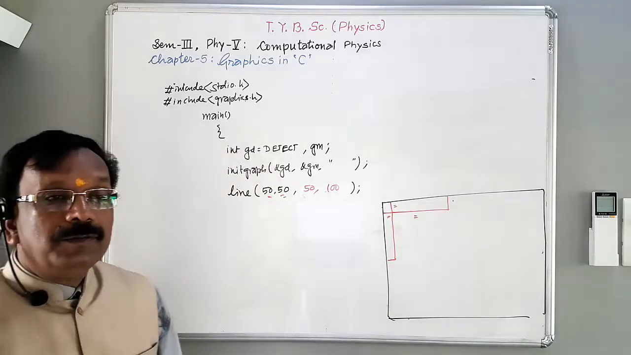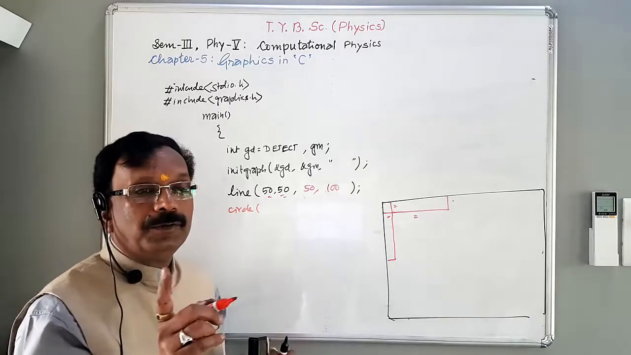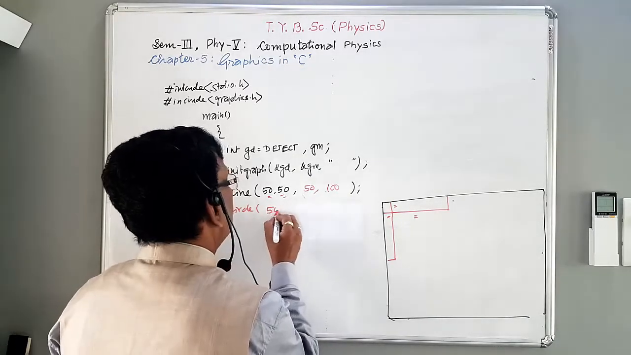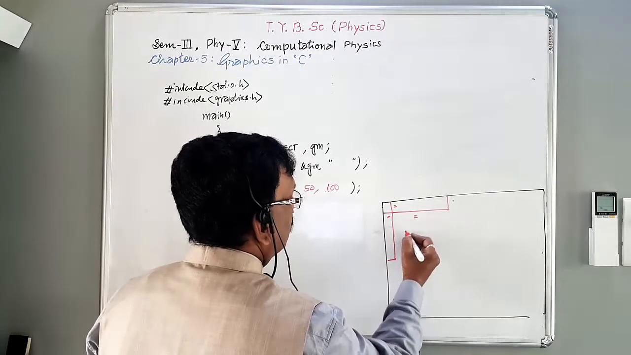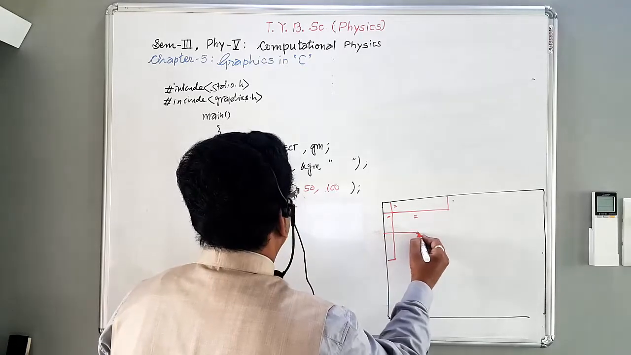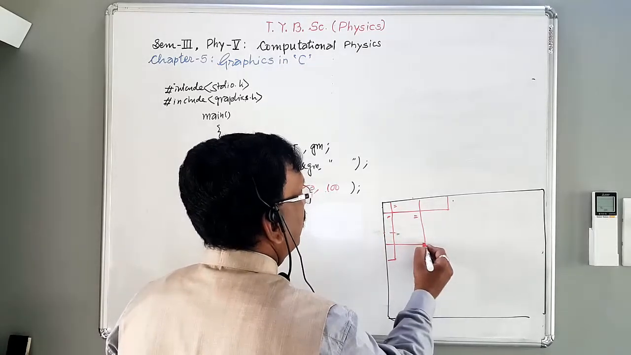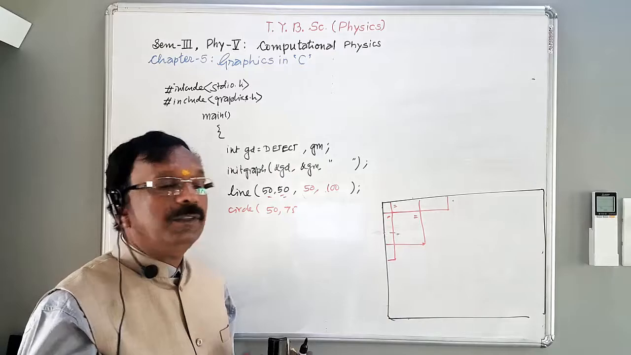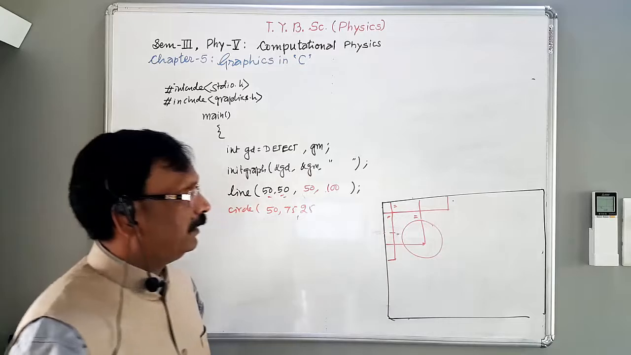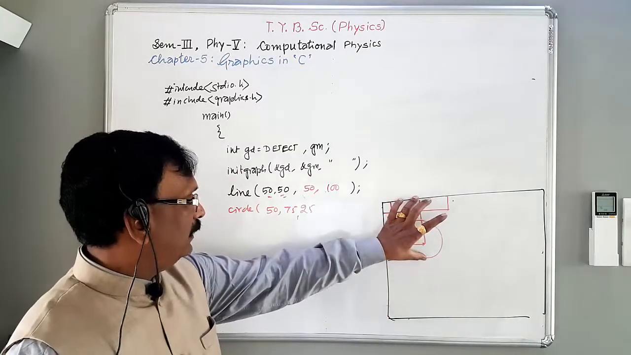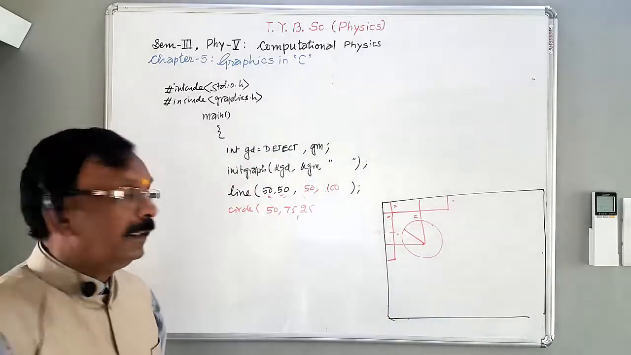Okay. Now next, circle. We have to give the center of the circle, suppose 50 and 75, that is, this is the x coordinate 50 and this is the y coordinate 75, and if we give the value 25, that is the radius, then we get the circle whose x coordinate is 50, y coordinate is 75 and radius of the circle is 25. Then arc.